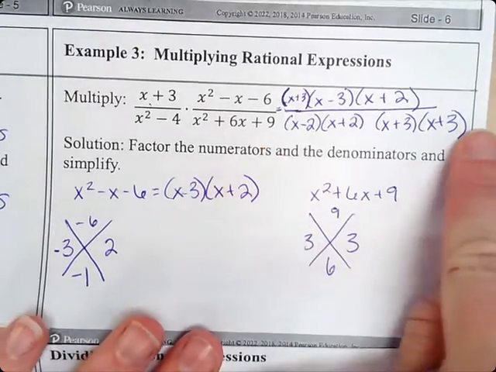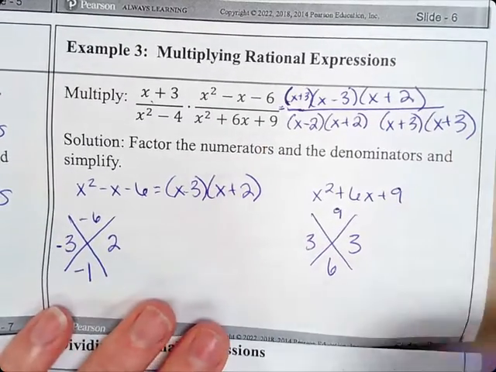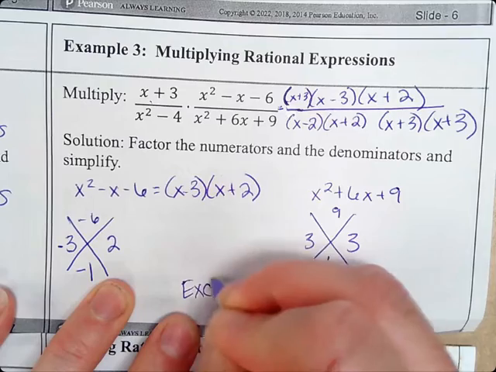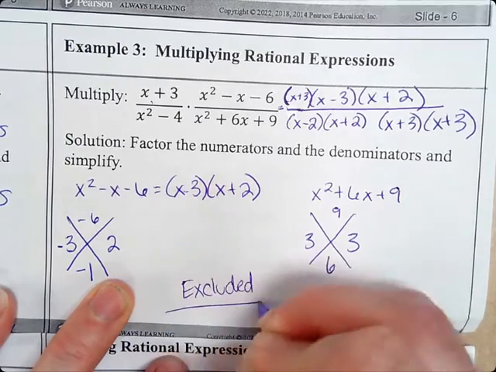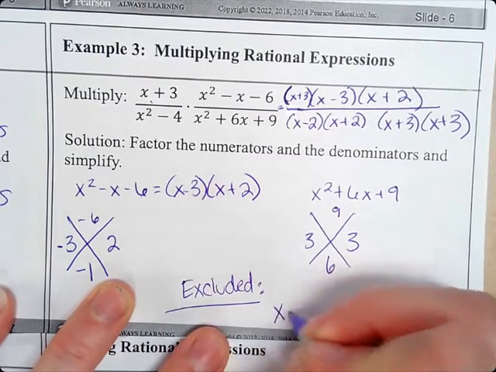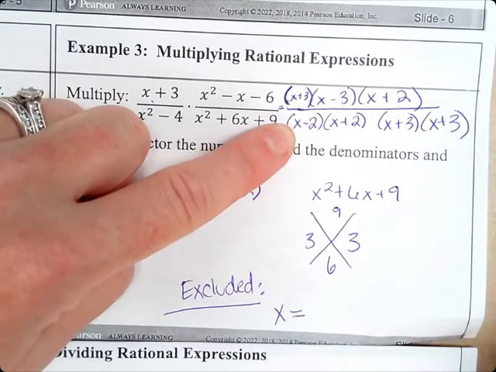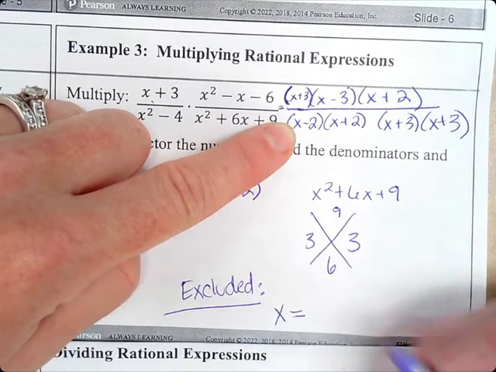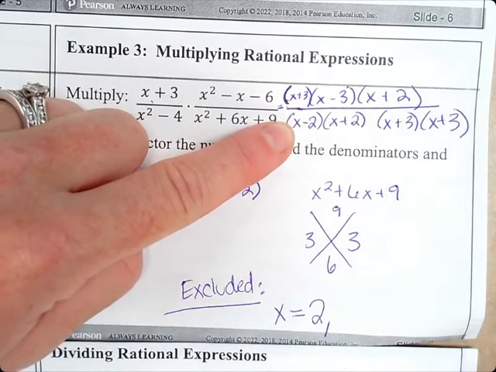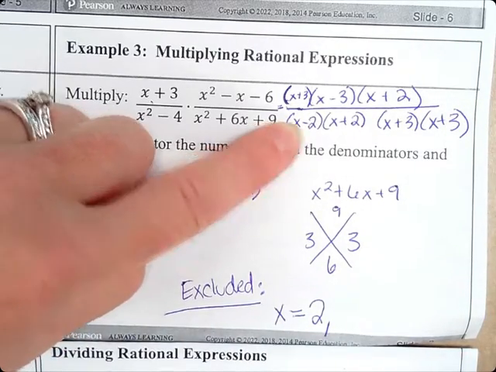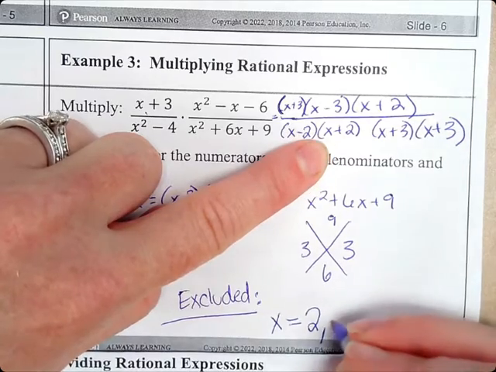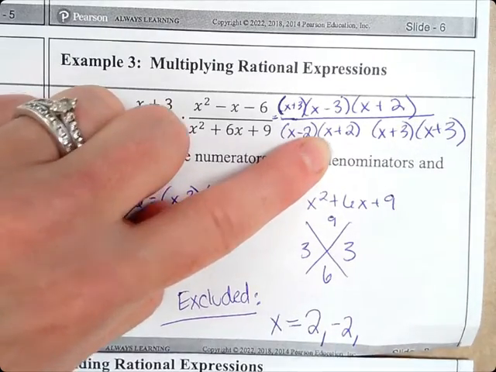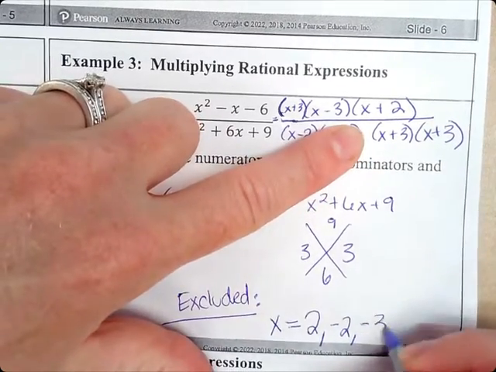Okay, so just given this, let's go ahead and write what's being excluded before we start canceling. So what can x not equal from here? What's going to make x minus 2 equal 0? Yeah, so 2 minus 2 is 0, so it's 2, comma. What about this x plus 2? Yep, negative 2 and negative 3.